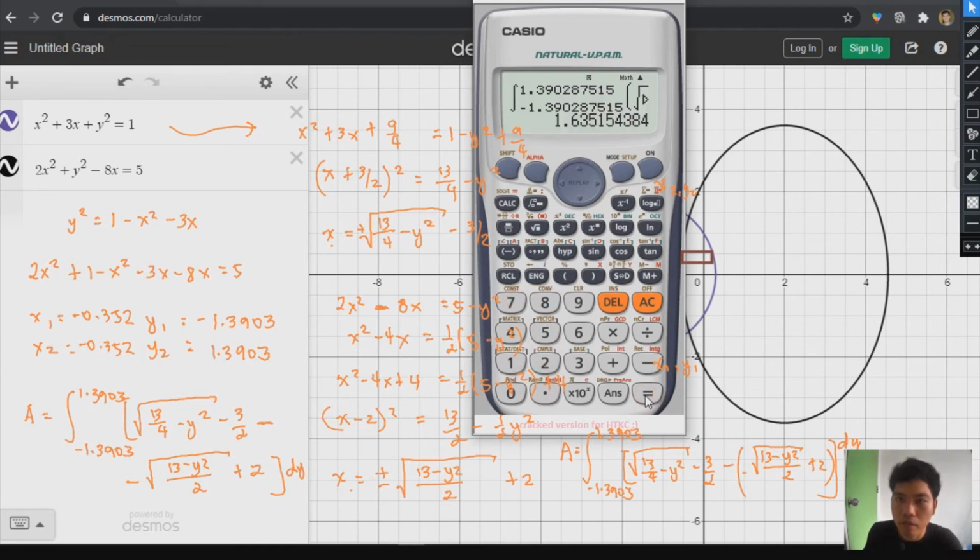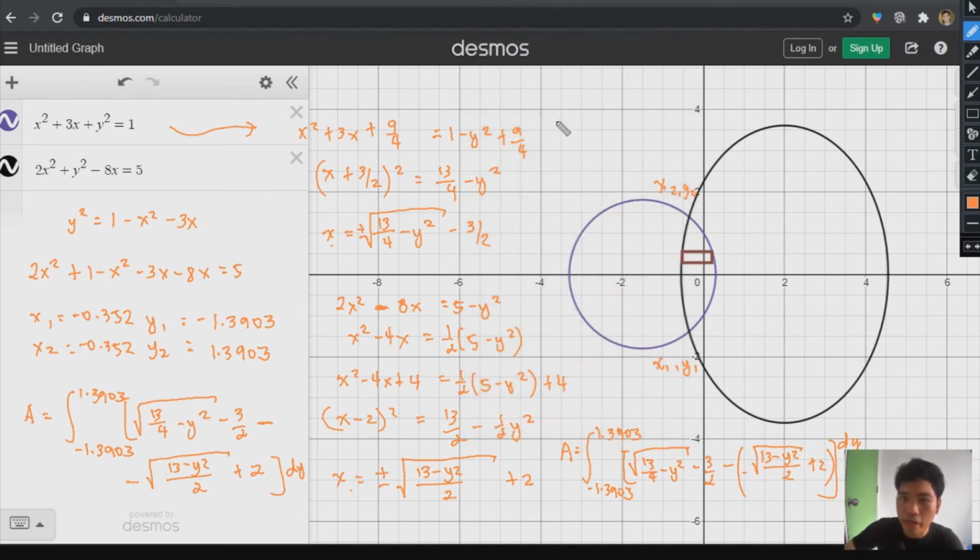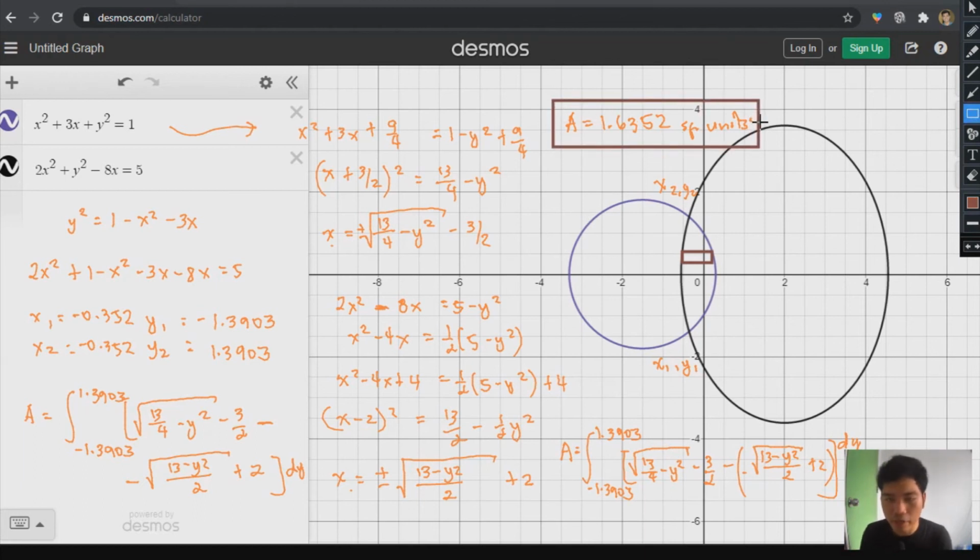Okay, so yun, the answer is 1.6352. So ganun lang siya kasimple. So the area is equal to 1.6352 square units. Okay. Automatic yung calculator nasisira after mag-solve. So yan, that is our answer for this problem.